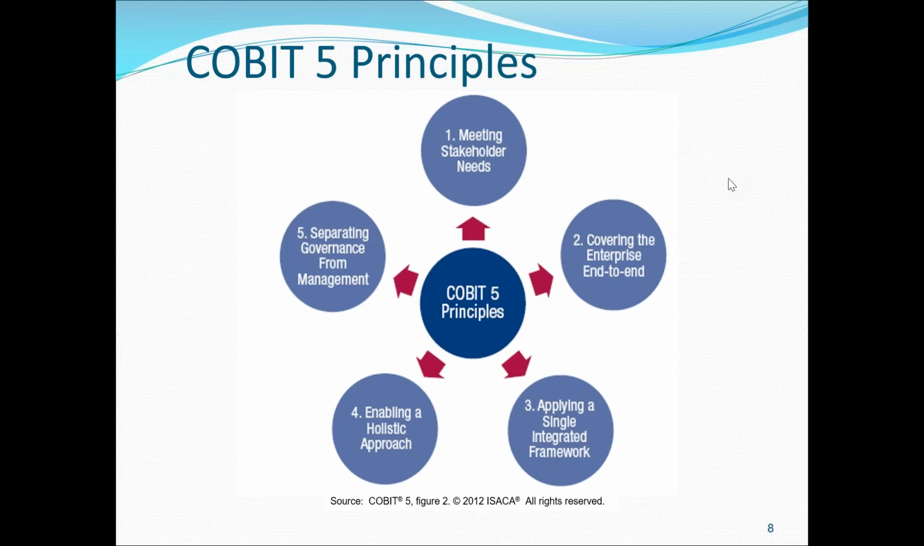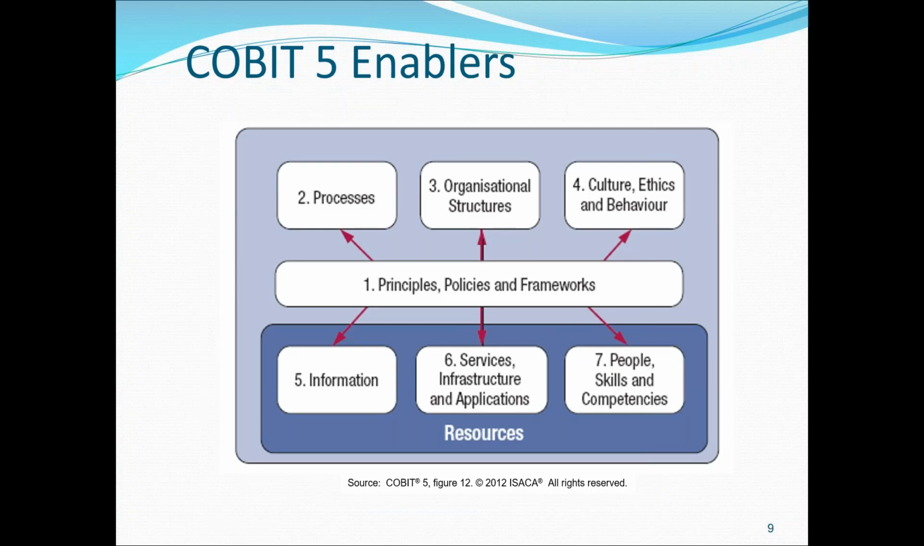Moving further, now COBIT 5 enablers. I might not be jumping too much into it here, but just to give you an idea, these COBIT 5 enablers start with the principles, policies, and the frameworks, and consist of processes, organization structures, culture, ethics, and behaviors, people, skills, and competencies, services, infrastructure, and applications, and information. So these are the enablers of an entire COBIT.